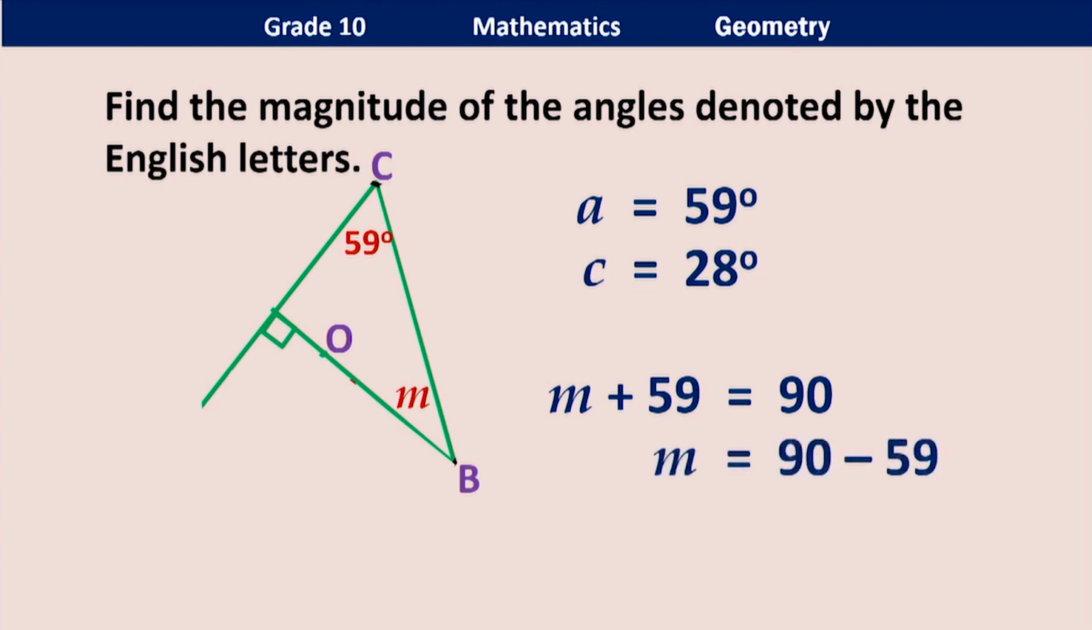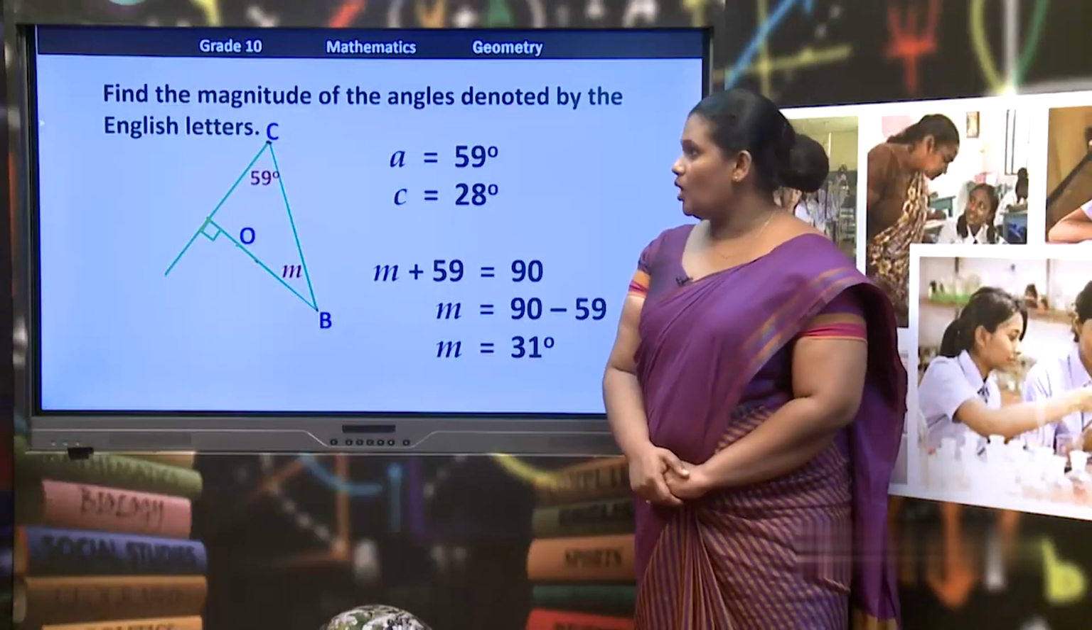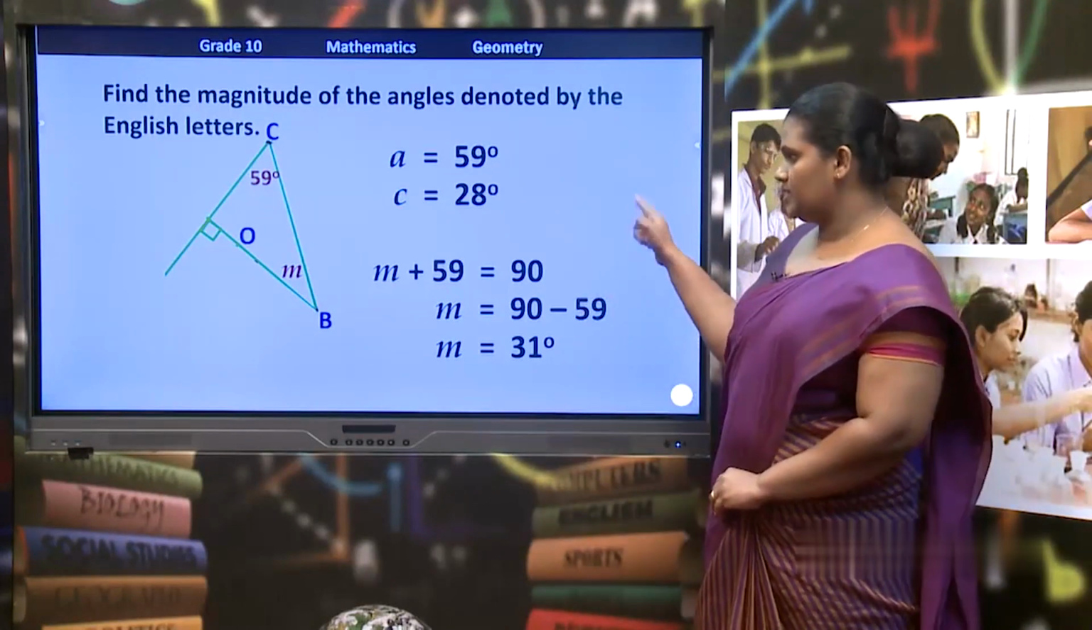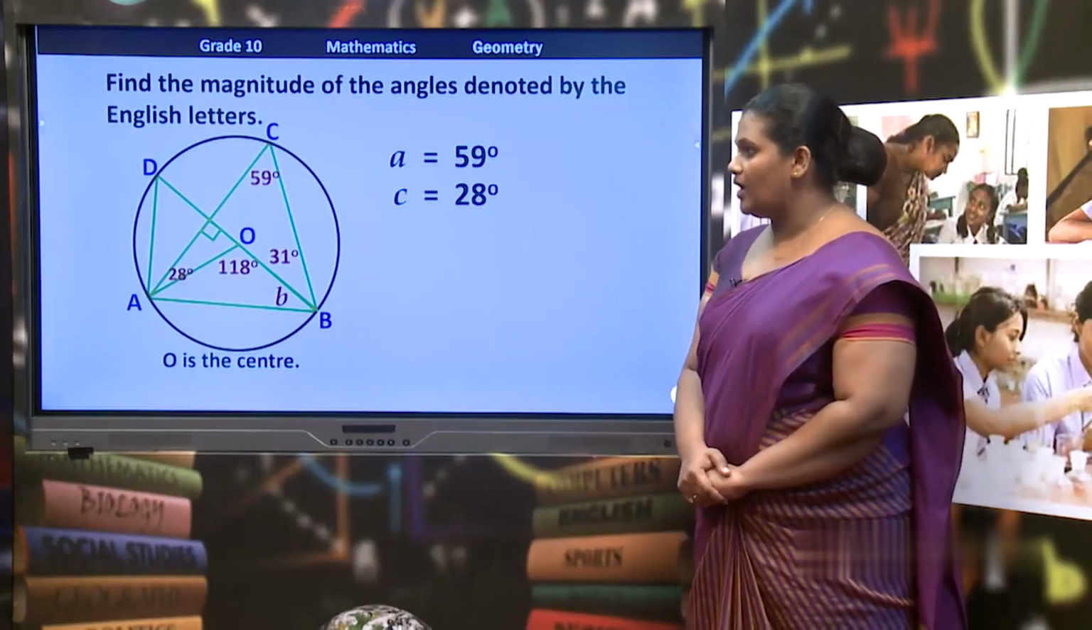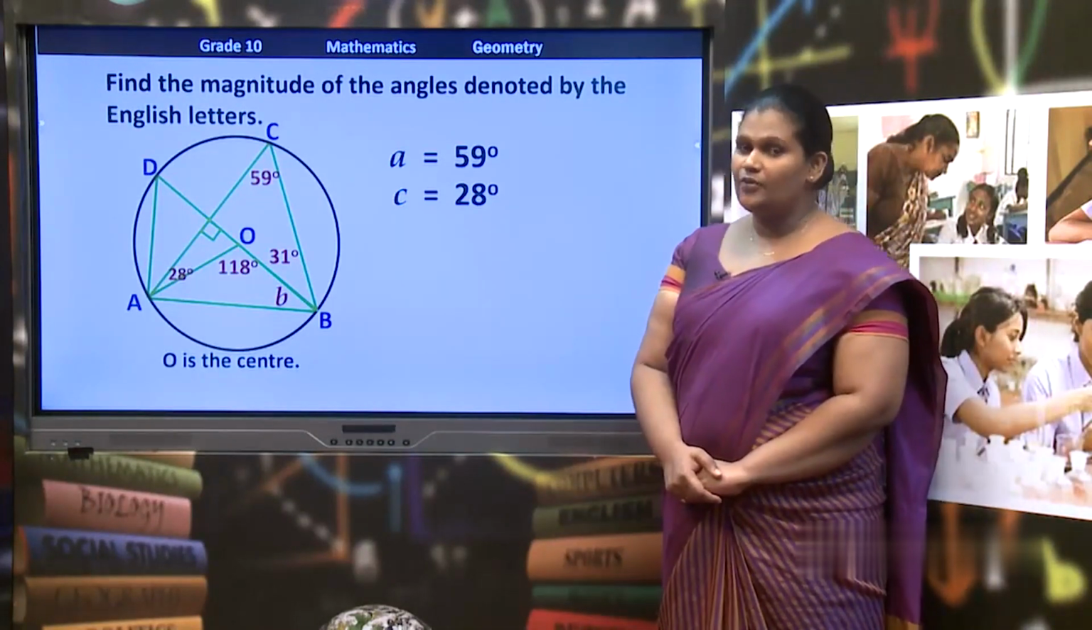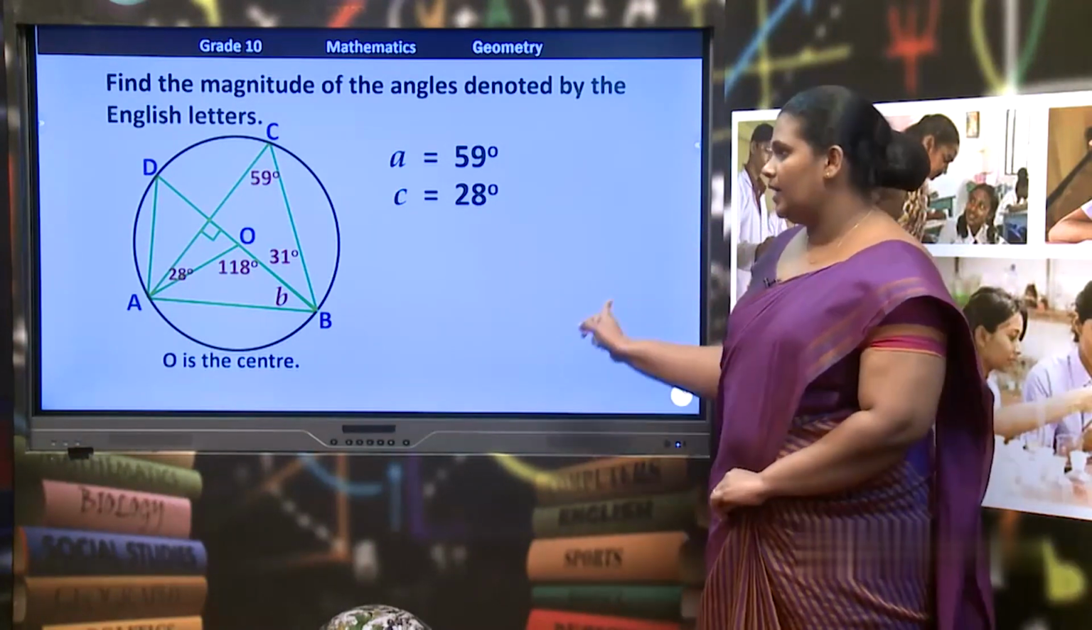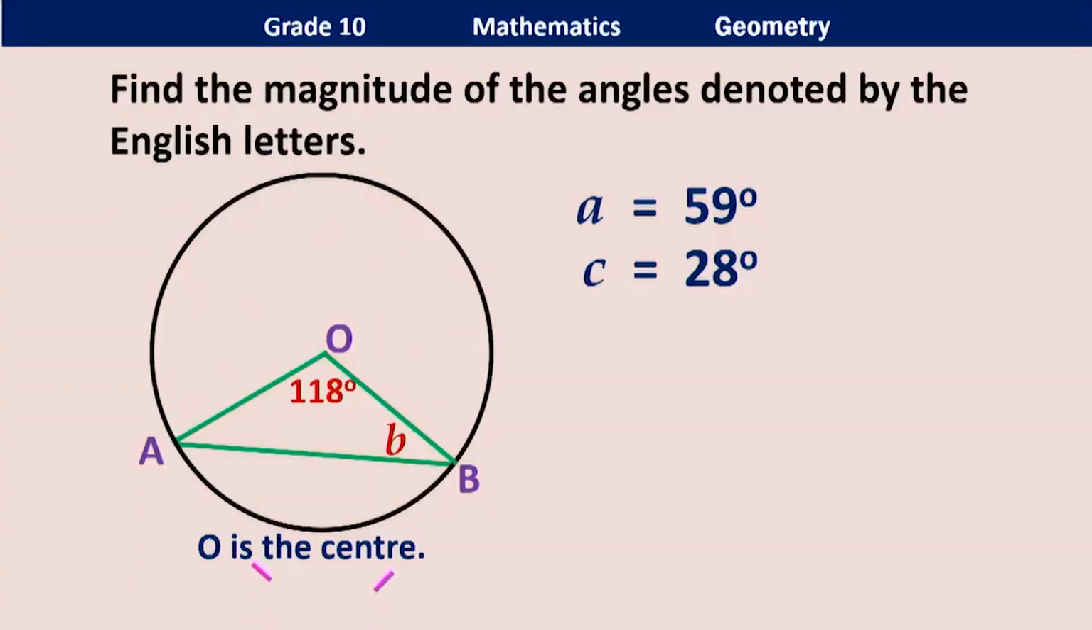By solving this equation, we can get the value of M. Therefore, I am going to subtract 59 from both sides. M plus 59 minus 59 equals 90 minus 59. Therefore, the value of M is equal to 31 degrees. Right. Now, we have got the value of A, C and M. So, I will substitute the value of M as well. So, finally, we have to get the value of B. Therefore, we will take another part.